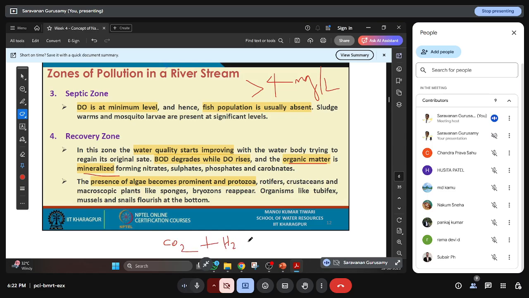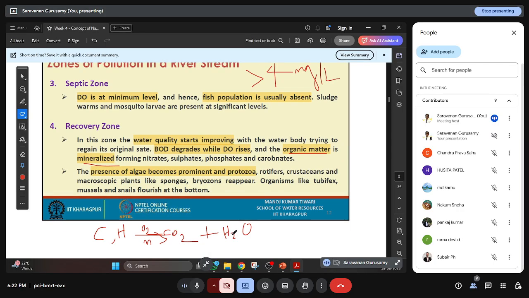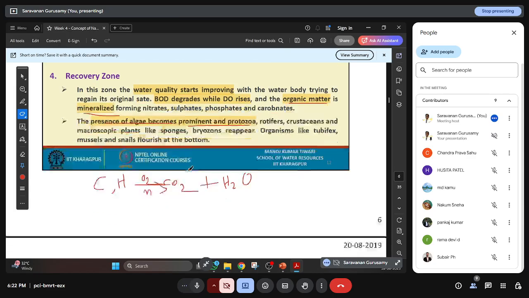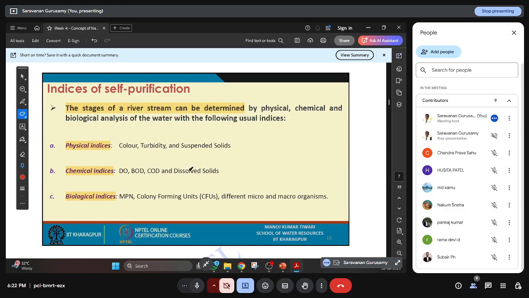Organic matter will have C and H, right? So all this complex organic matter, whenever oxygen is added, microbes will degrade it and it will be converted to CO2 plus H2O. The presence of algae will again start coming, followed by protozoa and rotifers. This type of macroscopic plants will start evolving. Again, the clear zone will come. Got it? These are the 4 zones of a river. It is a very important topic in wastewater treatment. That is the self purification of the river.